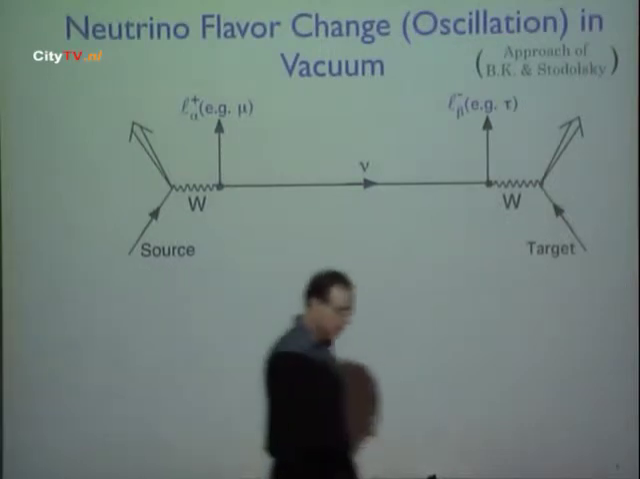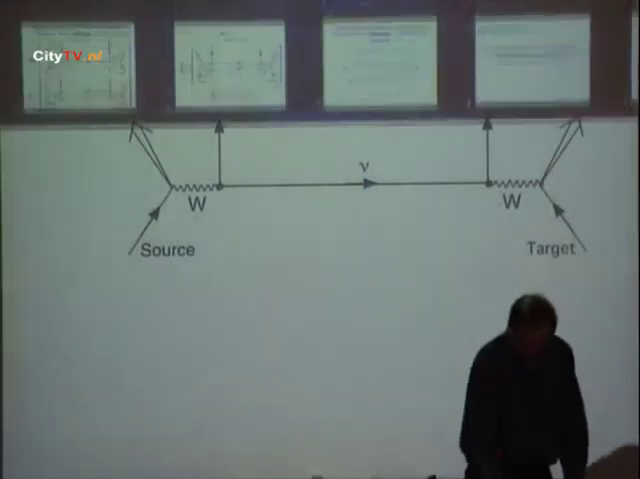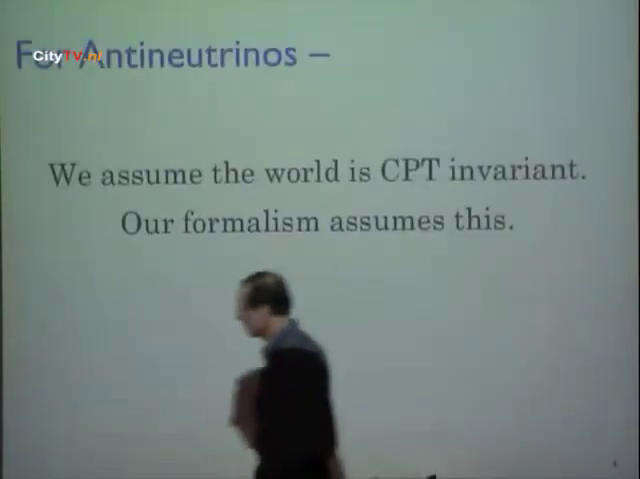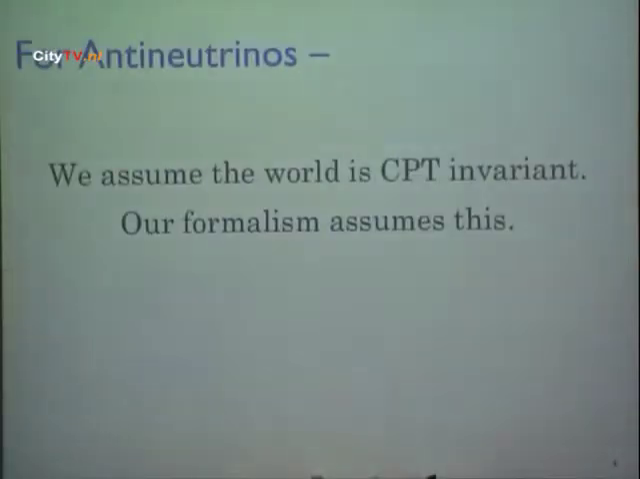To talk about antineutrino propagation, you don't have to repeat the whole thing. You can make use of CPT invariance, and in fact our formalism has already assumed that because we used that standard model Lagrangian. This comes from the standard model, which is a local relativistically invariant quantum field theory. Any such quantum field theory is automatically CPT invariant. That's the CPT theorem.